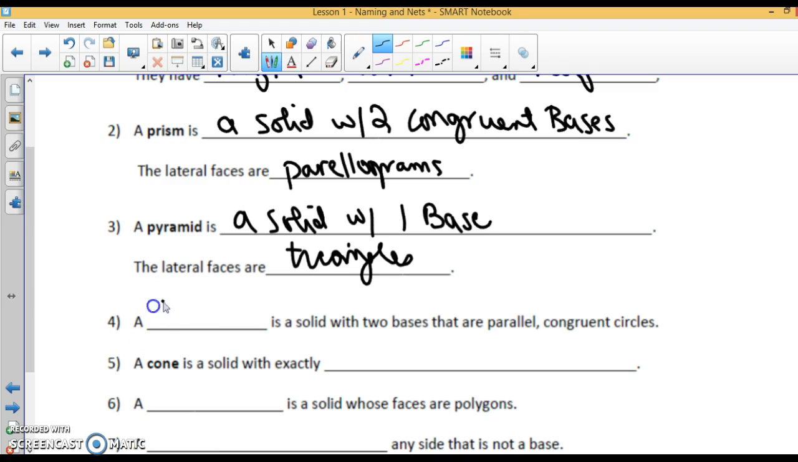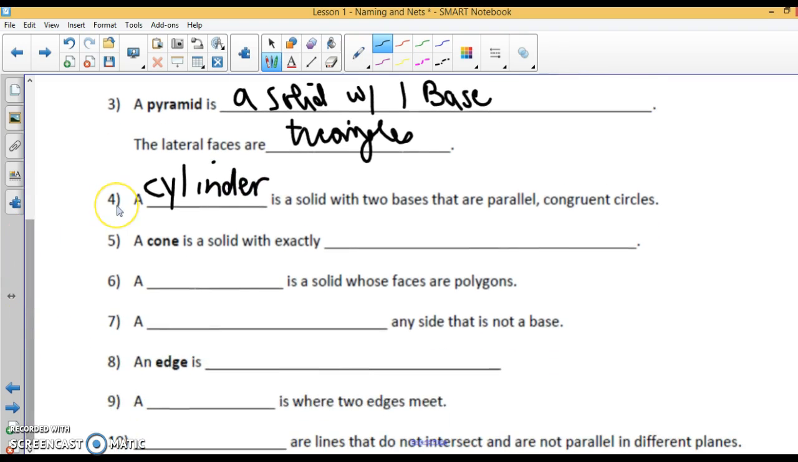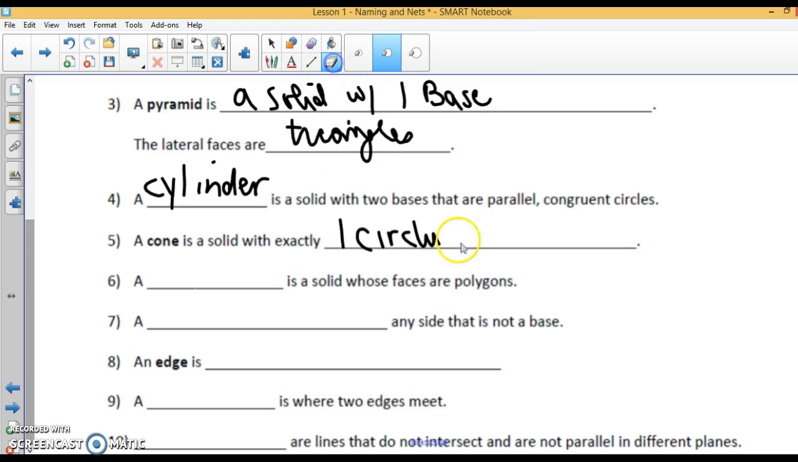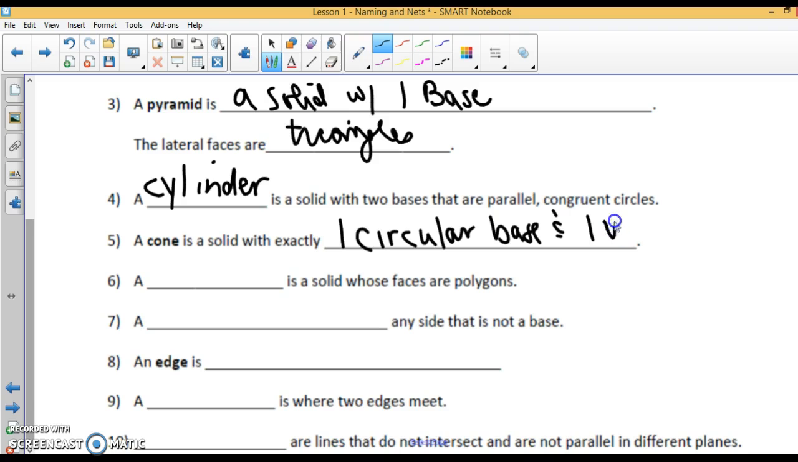A cylinder is a solid with two bases that are parallel congruent circles. A cone is a solid with exactly one circular base and one vertex. And again, I'm going to show these all in class.